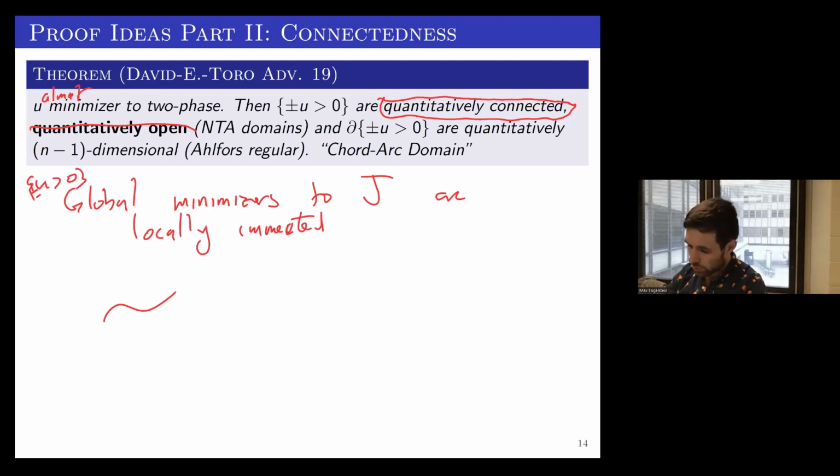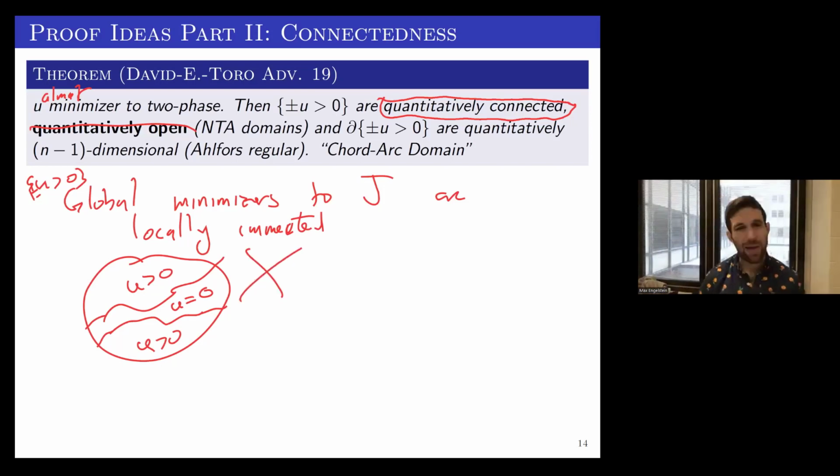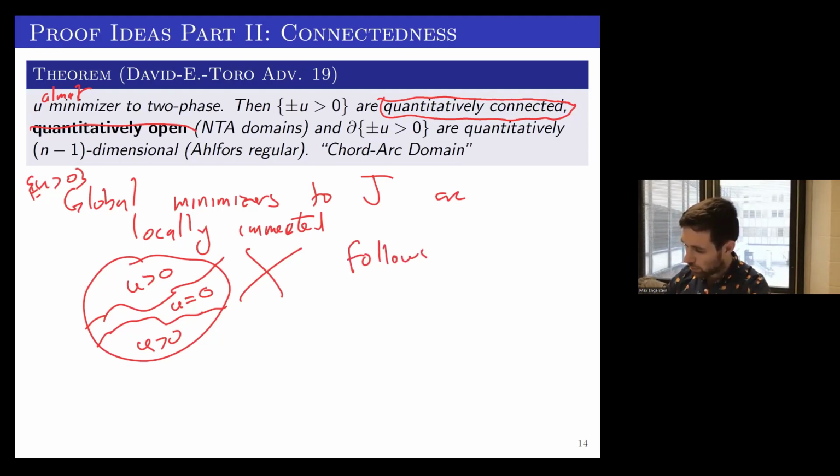So you're never in a situation where in a small ball, you have something like u greater than 0 here, u greater than 0 here, but then u equal to 0 here. This doesn't happen. And that kind of makes sense, right? It doesn't feel very energetically favorable to do all the hard work of getting all the way down to 0 and then getting all the way back up to positive. You probably just should have stayed positive the whole way through. So this is a cool fact about global minimizers. It actually follows from this Alt-Caffarelli-Friedman monotonicity that I talked about before.